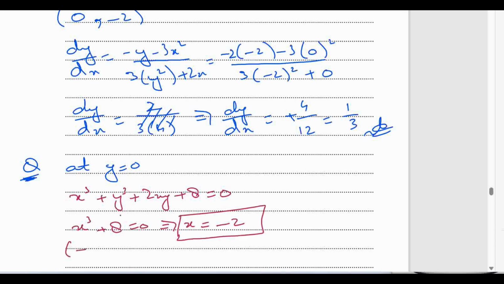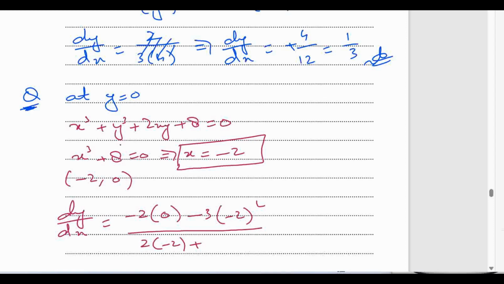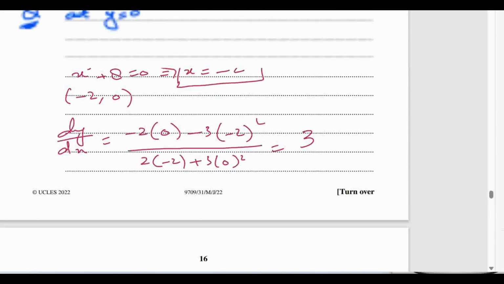Now what points do you have? (-2, 0). Now put this into the equation. So the gradient dy by dx will be equals to minus 2 into y, which was 0, minus 3 into minus 2 square, whole divided by 2 into minus 2 plus 3 into 0 square. If we simplify it, this will be equals to 3. Fine.